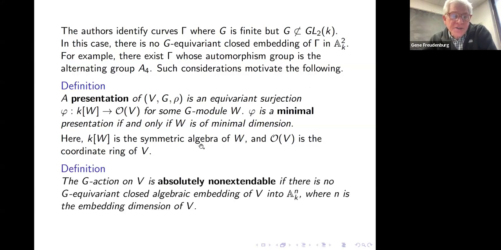The G action on the variety, I say, is absolutely non-extendable if there is no G-equivariant closed algebraic embedding of V into affine space of dimension n, where n is the embedding dimension of the variety. So the curves that I described above give examples of absolutely non-extendable group actions.